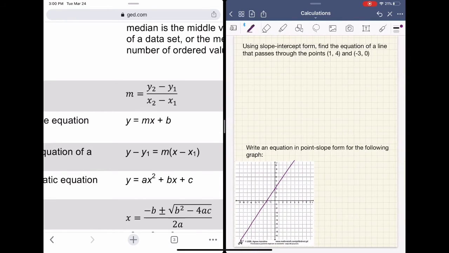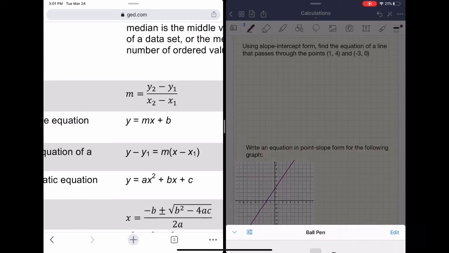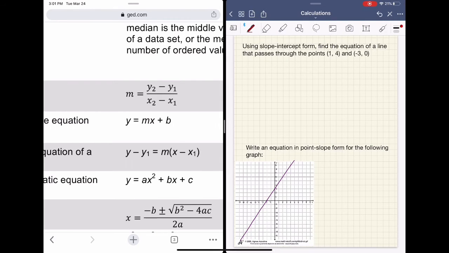Let's go on, let's do another one. This problem says using slope-intercept form, find the equation of a line that passes through the points 1, 4 and negative 3, 0. So off the bat, we notice that we're dealing with slope-intercept form now rather than point-slope form. We could plug these two numbers into point-slope form, and I'll show you how to do that, but this question's asking for slope-intercept. So first, let's get our slope, because we know for slope-intercept, we're going to have y equals mx plus b. So in order to write this equation, we're going to need to find m, and we're going to need to find b.